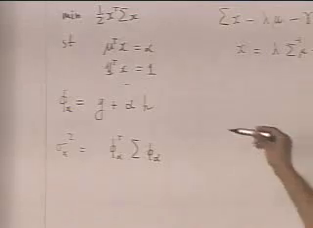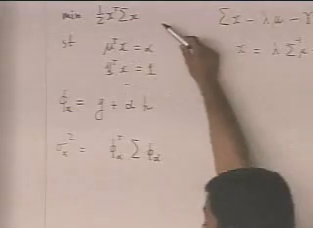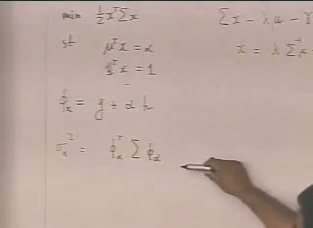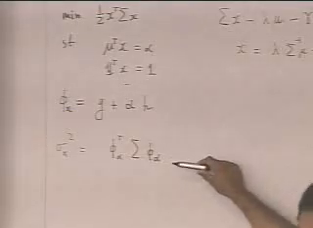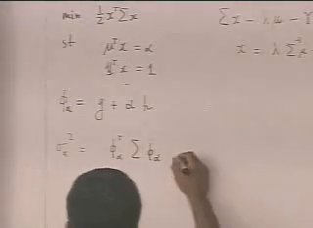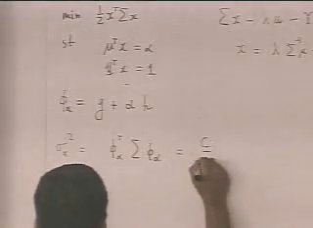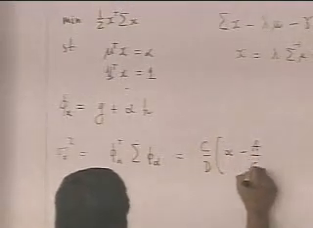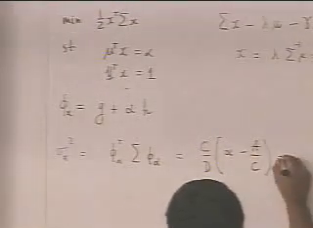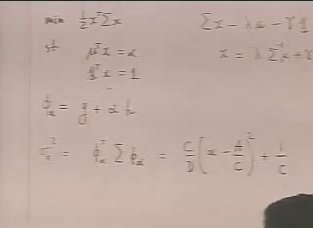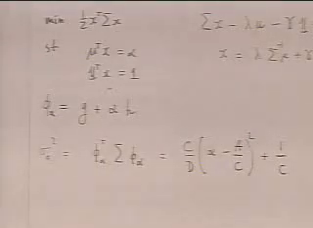Okay, I fix alpha, I solve this quadratic program, and I end up getting that phi of alpha should look like that. Here I'm simply computing the variance of that minimum variance portfolio, and it has this form: C over D times (alpha minus A over C) squared plus 1 over C. This is how the curve looks.